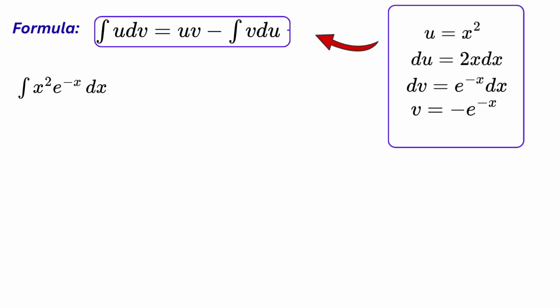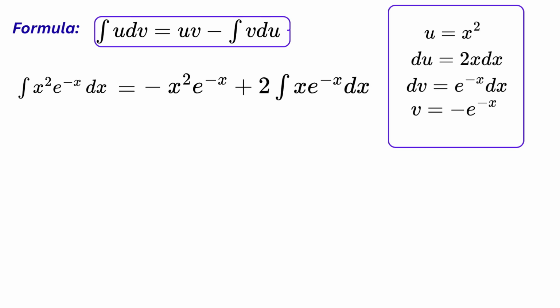Substituting the values gives: integral of x squared e to the power of minus x dx equals minus x squared e to the power of minus x plus 2 integral of x e to the power of minus x dx. Stop for a second. Did you notice what just happened? The square is gone. The integral is already simpler.